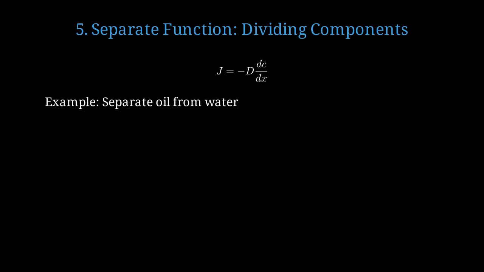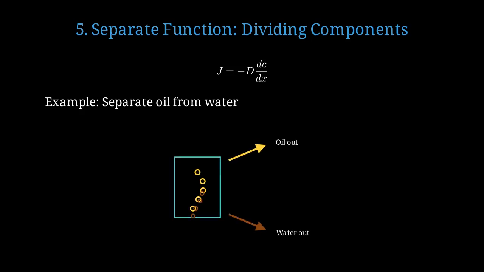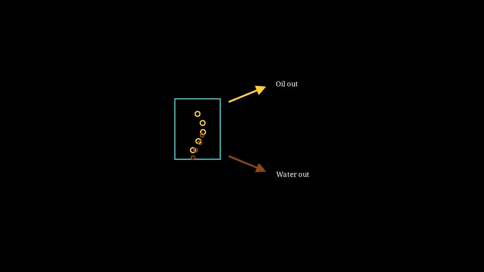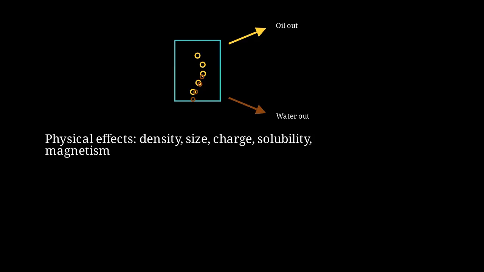The separate function divides mixed components based on physical or chemical differences. Fick's law of diffusion describes how concentration gradients drive separation, with flux proportional to the concentration gradient. Consider the practical problem of separating oil from water, common in many industrial processes. Oil droplets, shown in yellow, rise to the top due to density difference, while water, shown in brown, stays at the bottom. We can exploit many physical properties for separation: density differences, particle size, electrical charge, solubility, or magnetic properties. The density difference between water and oil is roughly 100 kilograms per cubic meter.